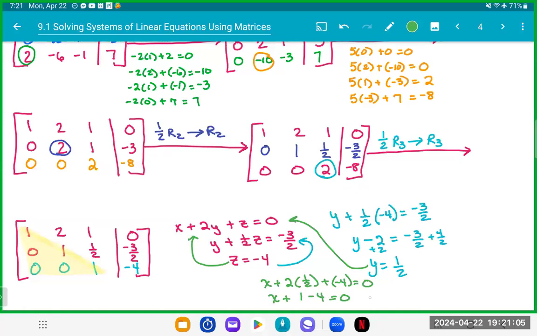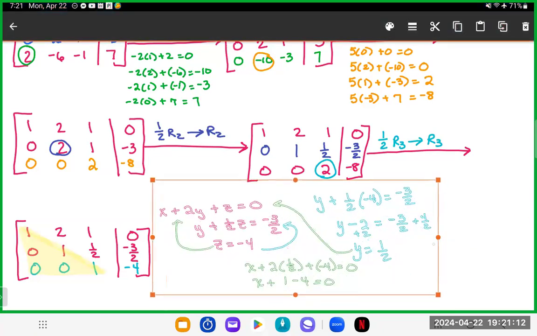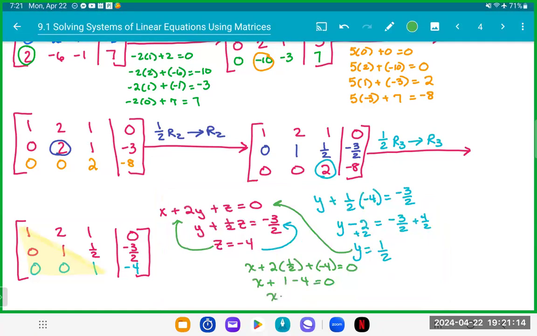Okay, so x, sorry, I ran out of room down here. So that is x minus 3 equals 0, or x equals 3. So the solution to this system would be 3, 1/2, -4. Okay, question.